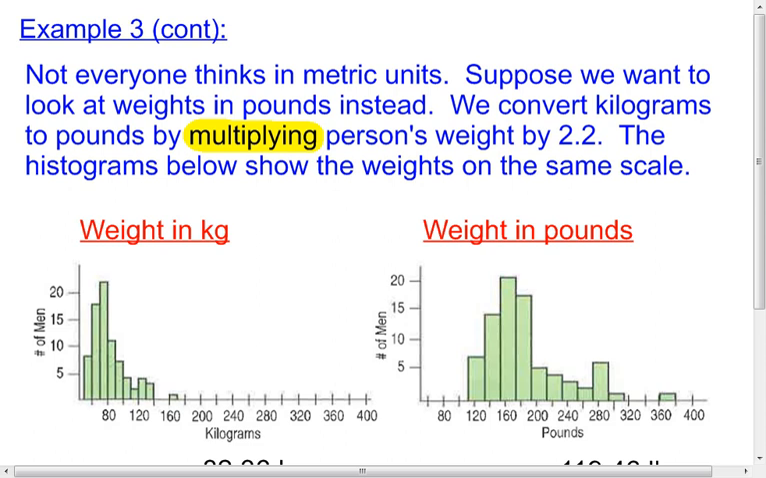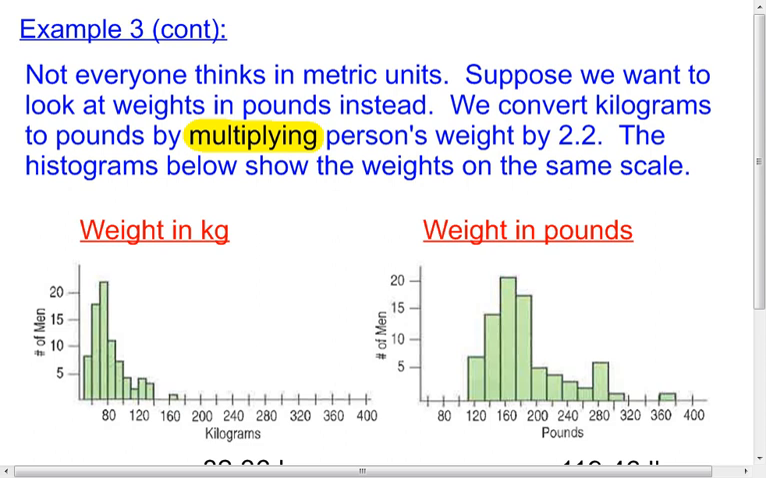Okay, now we're going to look at another one where we're going to multiply by the same number. Here what they're doing is they're saying, oh, we reported this data in metric units, in kilograms, maybe we should report it in pounds instead, because some people, especially people in the United States, understand that a lot better. So what they did is they took everybody's initial weight, which was in kilograms, and they multiplied it by 2.2 because that's how you convert kilograms to pounds.